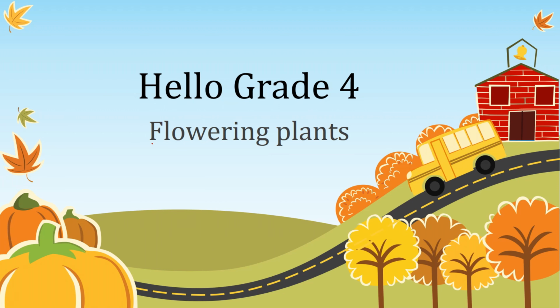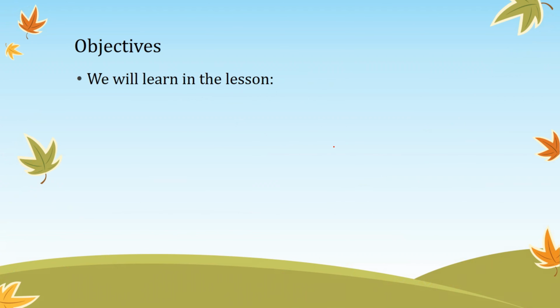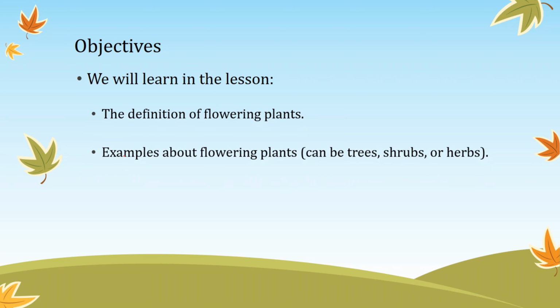Our lesson today is about flowering plants. In this lesson, we will learn about the definition of flowering plants. What is the definition of flowering plants? And we will learn some examples. We will see some examples about flowering plants, and we will know that they can be trees, shrubs, or herbs. So let's start.